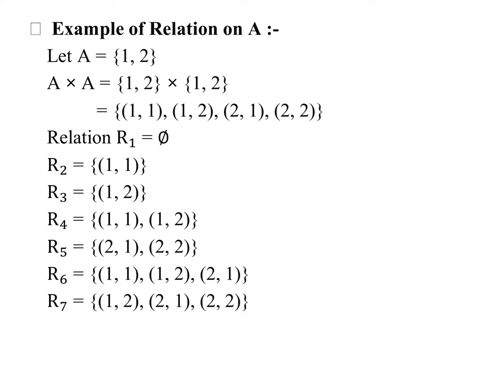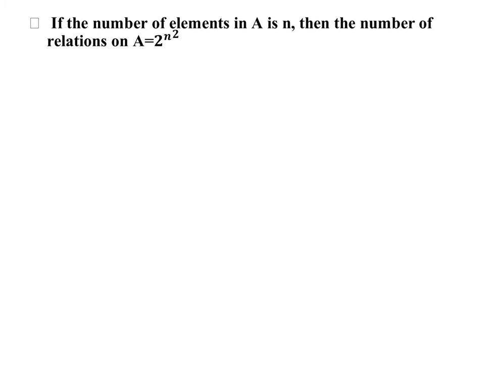R7 is equal to {(1, 2), (2, 1), (2, 2)}. Then R7 is a subset of A cross A. R8 is equal to {(1, 1), (1, 2), (2, 1), (2, 2)}. The R8 is a subset of A cross A. Then R1, R2, and so on are examples of relations on set A. Okay. Next, how many total relations are there on set A?